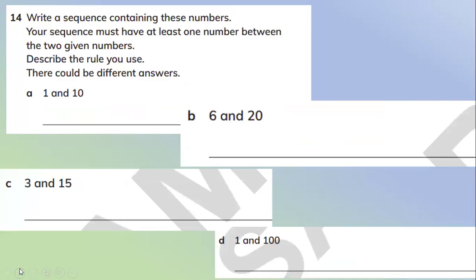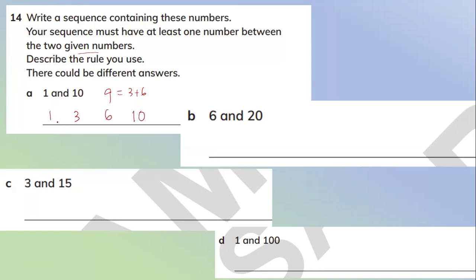Number 14, write a sequence containing these numbers. Your sequence must have at least one number between the two given numbers. Describe the rule you use, and there could be different answers. Okay, 1 and 10. Let's look at the difference between them, which is 9. 9 can be 3 plus 6. Okay, 1, 3, 6, and 10.